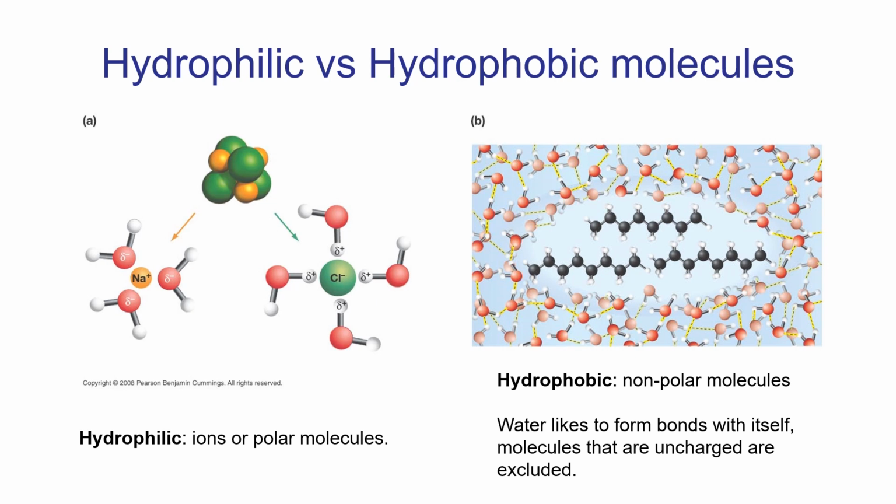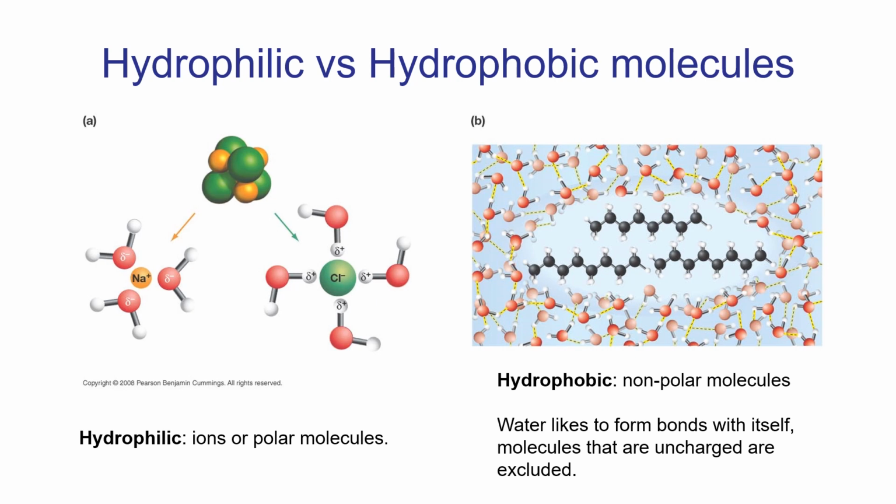Hydrophobic molecules, on the other hand, are nonpolar, and what you're seeing in this diagram is an oil again. It's actually a fatty acid. We'll talk about that later, but we've got a long chain of black carbon atoms and then white hydrogen atoms coming off of that. The electrons are shared equally in that molecule. It doesn't interact with water.